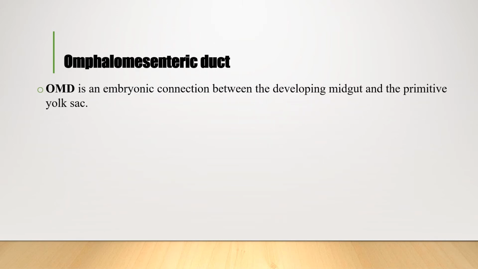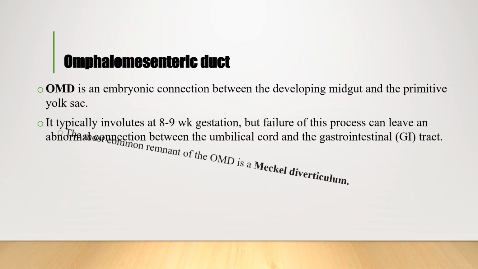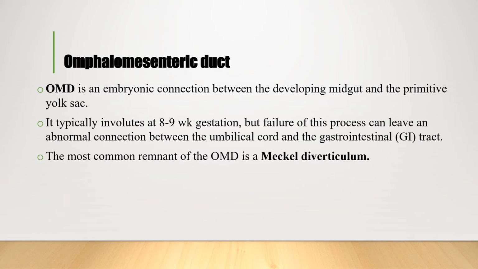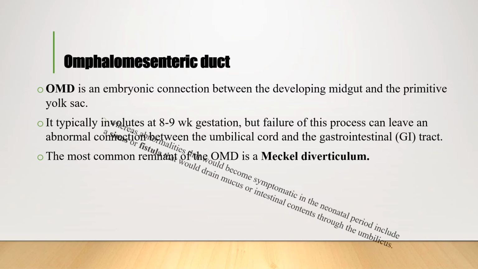To start with one of the common problems of the umbilical cord, let us talk about the physiology and the anatomy of the omphalomesenteric duct. The omphalomesenteric duct is an embryonic connection between the developing midgut and the primitive yolk sac. It typically involutes at 8 to 9 weeks of gestation, but failure of this process can leave an abnormal connection between the umbilical cord and the gastrointestinal tract. The most common remnant of the omphalomesenteric duct is a Meckel diverticulum.